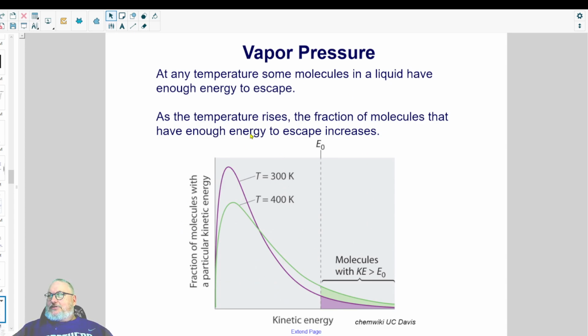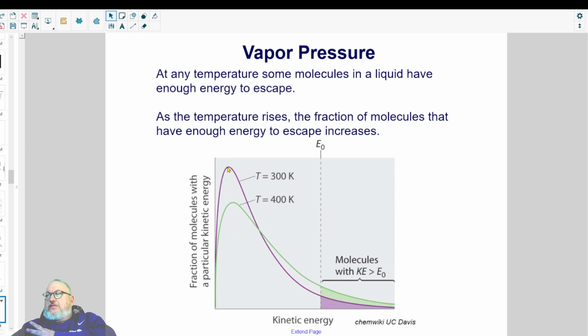And looking right here, let's see. This is a vapor pressure curve. At any temperature, some molecules in a liquid have enough energy to escape. All right, so this is the kinetic energy of that molecule. As the temperature rises, the fraction of molecules that have enough energy to escape will increase. All right, so this is a measure of temperature. I think this is the Boltzmann diagram.